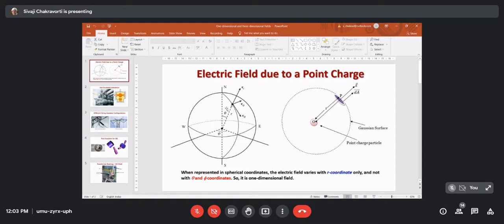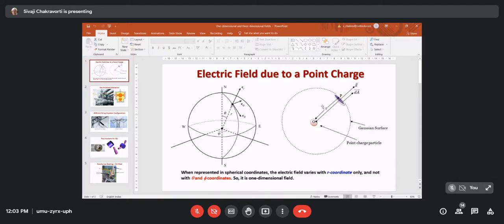Are you going to get a different field? No, sir. You are not going. So now you can clearly see that the field is not varying with the coordinate theta. The field is not varying with the coordinate phi. It is only varying with R.